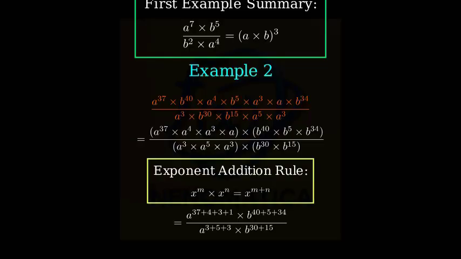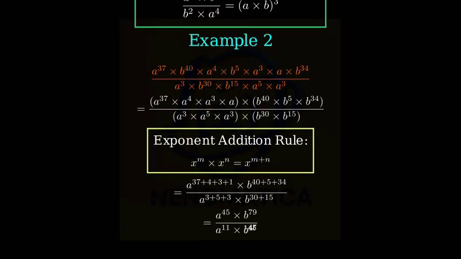For our third step, let's calculate each sum of exponents. In the numerator, the sum of a's exponents is 37 plus 4 plus 3 plus 1, which equals 45. The sum of b's exponents is 40 plus 5 plus 34, which equals 79. In the denominator, the sum of a's exponents is 3 plus 5 plus 3, which equals 11. The sum of b's exponents is 30 plus 15, which equals 45.